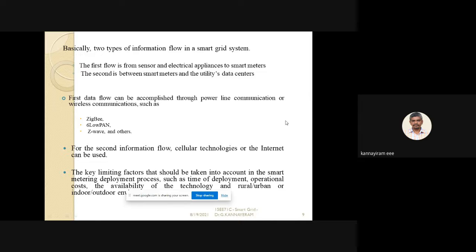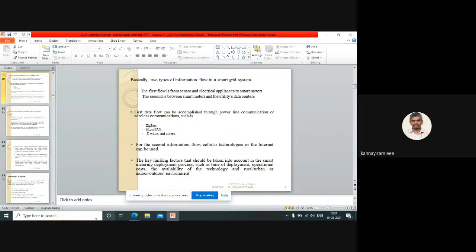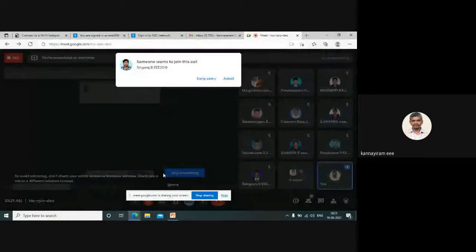Here is the information flow in the grid system. The first flow is from sensors and electrical appliances to the smart meter. The second is between the smart meter and the utility data centers. For the second information flow, cellular technology or the internet can be used. Some limiting factors are the smart metering deployment process, the time of deployment, operational cost, and availability of technology in rural, indoor and outdoor areas. You are already aware of that.